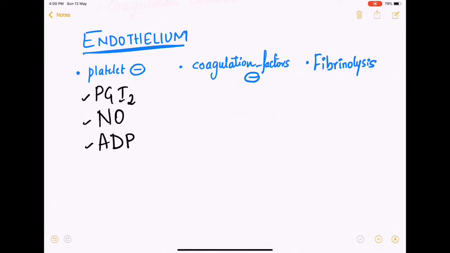Second thing it's going to do is inhibit coagulation factor activation. It does this by producing heparin-like molecules. These heparin-like molecules activate antithrombin 3. And we know that antithrombin 3 has a function of inactivating thrombin, and that is how these heparin-like molecules will help in preventing clotting. The second substance here is thrombomodulin.